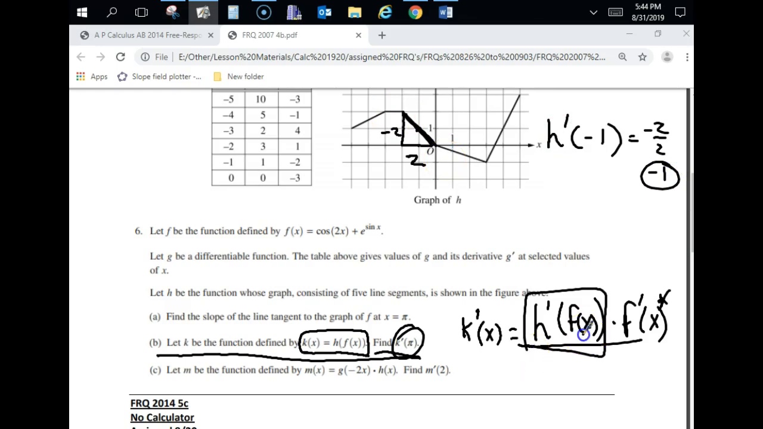So after you plug your pi in here, find out what f is at that point. That's going to tell you where to look on your h graph to find your point. So I'll let you guys do that as well. So that's the end of part B. Let's take a look at part C.